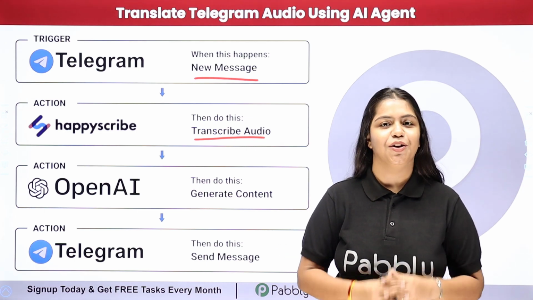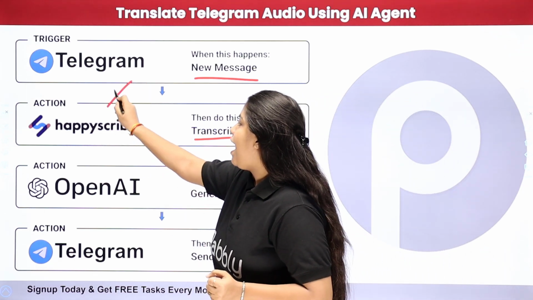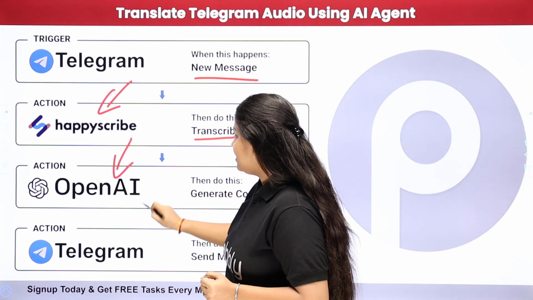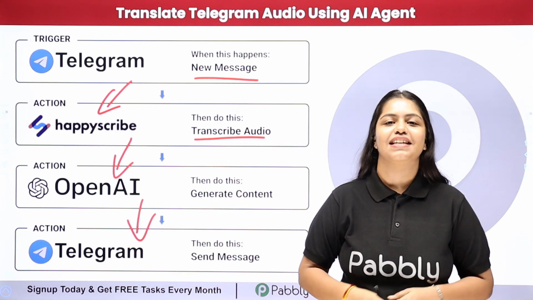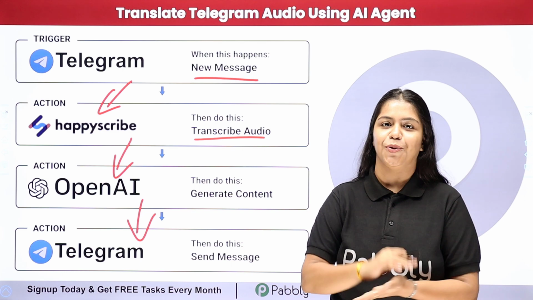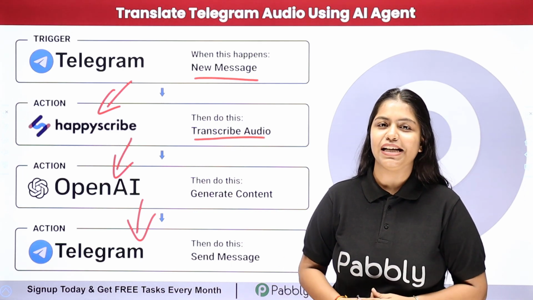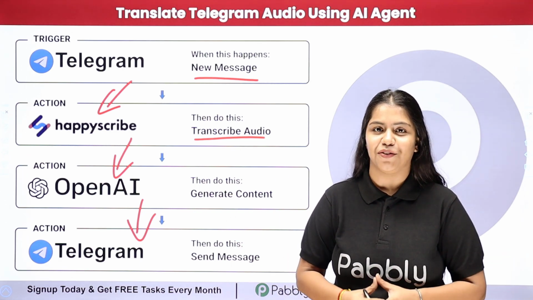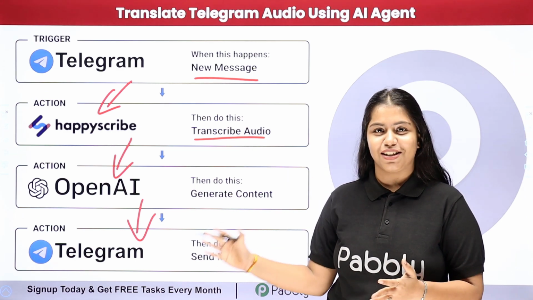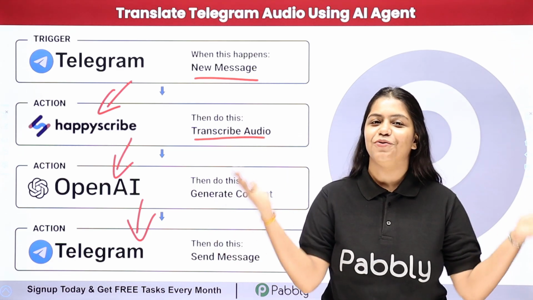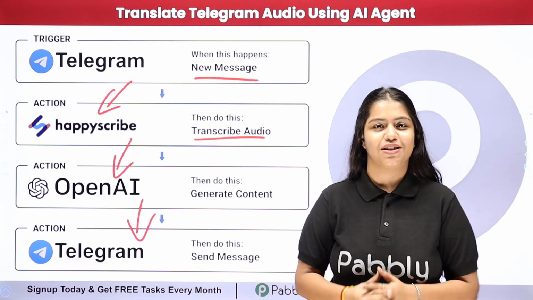So to do this, we are simply going to create a connection between Telegram, Happy Scribe, OpenAI, and then once again Telegram. And to create this connection without knowing any programming or coding language, we are going to use Pabbly Connect. It is an amazing automation software. So if you also want to create this amazing automation for your own business, then for that you have to come with me towards my screen.